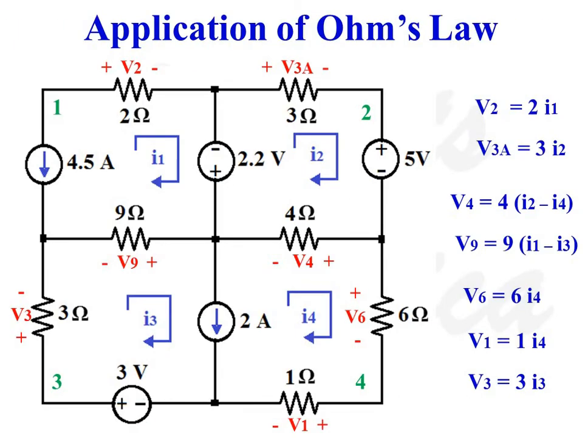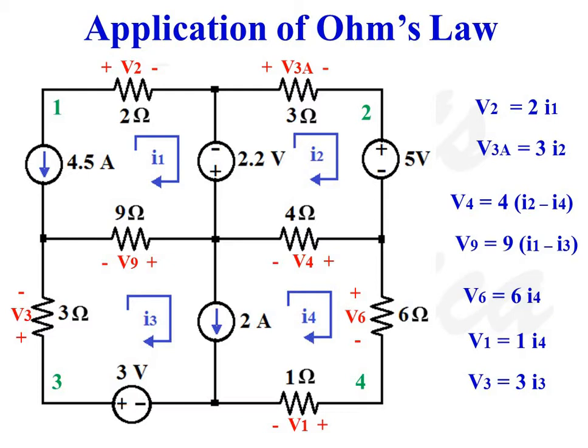Now applying Ohm's law. Voltage drop across 2 ohms resistance, V2 is equal to 2I1. Voltage drop across 3 ohms resistance, V3A is equal to 3I2. Voltage drop across 4 ohms resistance, V4 is equal to 4 into I2 minus I4. Voltage drop across 9 ohms resistance, V9 is equal to 9 into I1 minus I3.